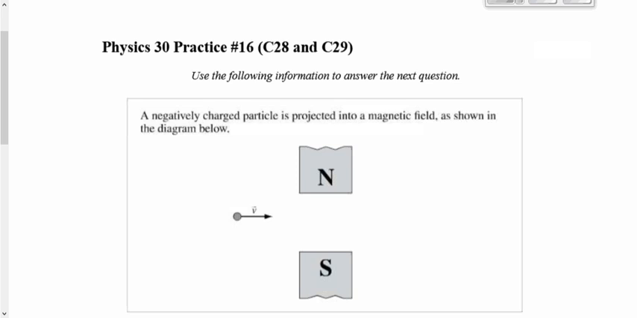Practice question set number 16, which prepares us for quiz number 16 tomorrow. Question 1 says a negatively charged particle is projected into a magnetic field as shown in the diagram below. A negatively charged particle enters the magnetic field. What's the direction of the magnetic force that it experiences?